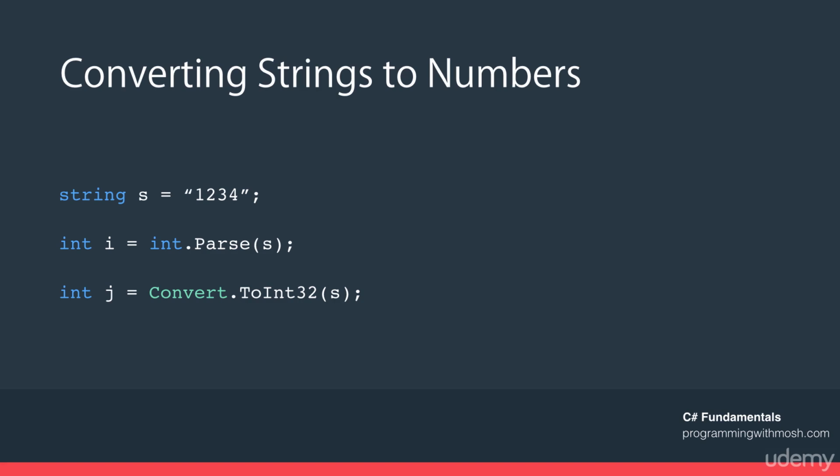We can use int.Parse, or we can use Convert.ToInt32. I personally prefer Convert.ToInt32 because if the string is null or empty, this method returns the default value for the integer, which is 0, whereas int.Parse throws an exception. So it's easier and safer to work with Convert.ToInt32.